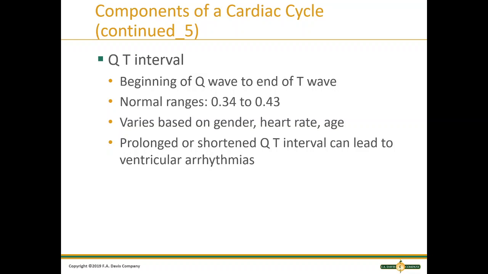Beginning the QT interval, beginning of Q wave to the end of the T wave. These are the normal ranges, so you count these out. Varied based on gender, heart rate, age. Prolonged or shortened QT intervals can lead to ventricular arrhythmias.